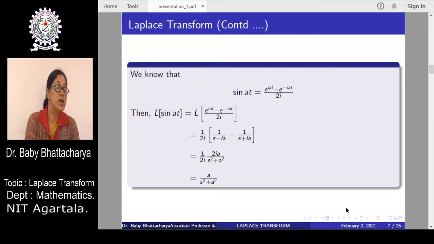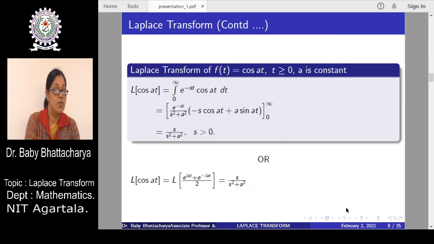Now, from the two parts we have the Laplace transformation coming in the form of 1 by 2i whole of 1 by s minus ia minus 1 upon s plus ia. After simplification, the result appears as a upon s square plus a square. It means that in this approach also the result is the same for the Laplace transformation of the function sin at, by considering the circular function in the form of exponential functions.